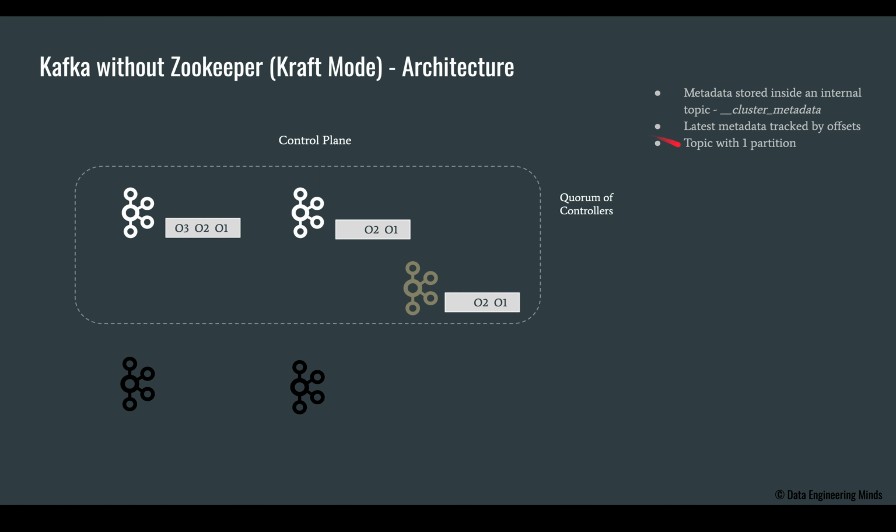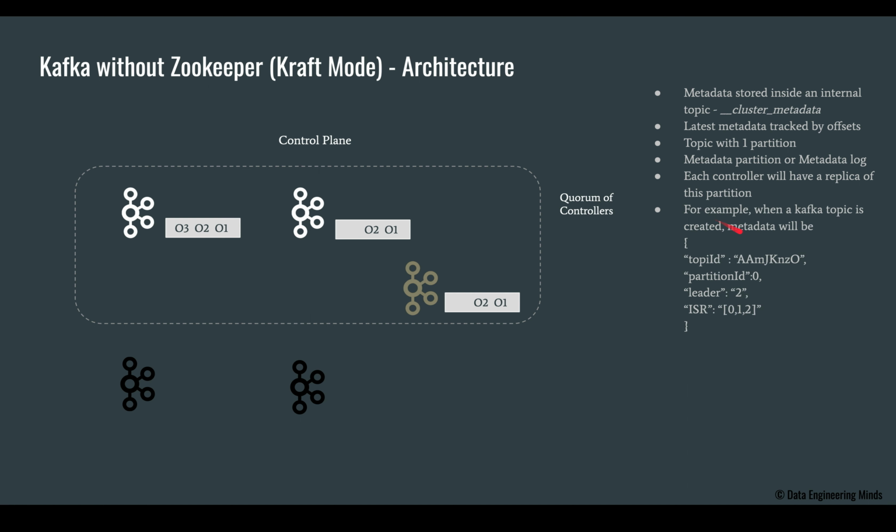This metadata topic will always be created with only one partition. That is, whenever you start a Kafka cluster without Zookeeper in KRaft mode for the first time, this metadata topic will be created by default and will always have only one partition. For this reason, we call this either a metadata topic, or simply a metadata partition or metadata log. Now every controller that is part of this quorum controller will have a replica of this metadata partition. So now we have three nodes acting as controllers and all of them are part of this quorum controller. Each of these nodes will maintain a replica of this metadata partition.